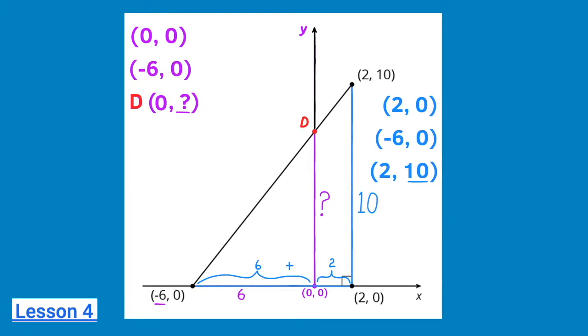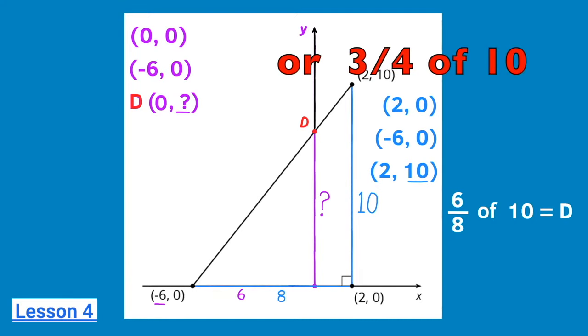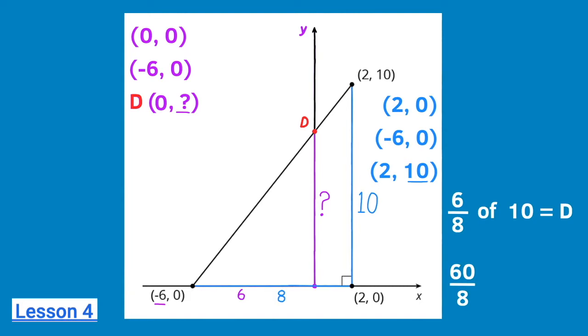That's a length of 6 for the purple triangle and a length of 8 for the blue triangle. This tells me that the side lengths of the purple triangle will be 6/8 of the side lengths of the blue triangle. The missing y-coordinate for D will be 6/8 the size of the corresponding y value, which is 10. So 6/8 of 10 equals D. 6/8 of 10 is 60 over 8. And 60 over 8, or 60 divided by 8, equals 7 5/10, or 7 1/2.